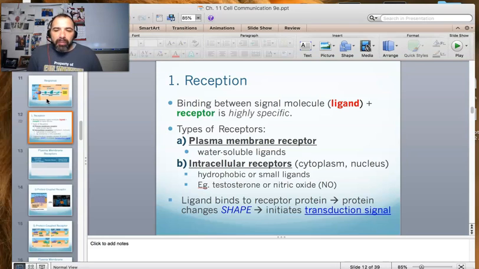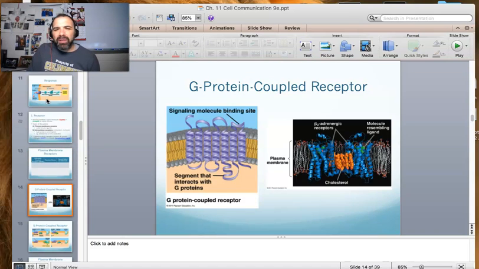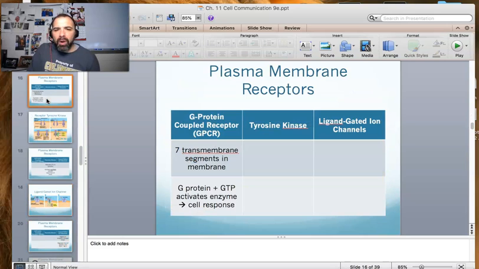The ligand binds the receptor protein. The protein will change shape, a conformational change, and that will initiate the transduction signal. You've got the G protein coupled receptor, tyrosine kinase, and ligand-gated ion channels. So there's your G protein coupled receptor. Again, I'm going to kind of move through these. You can pause them if you want. You may just want to pause here and jot in the chart.